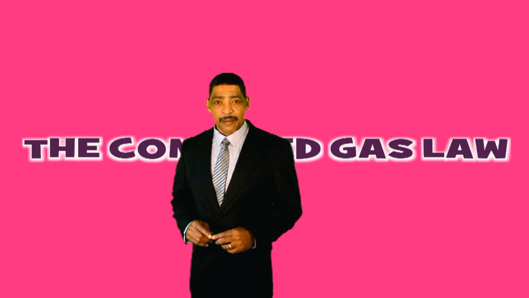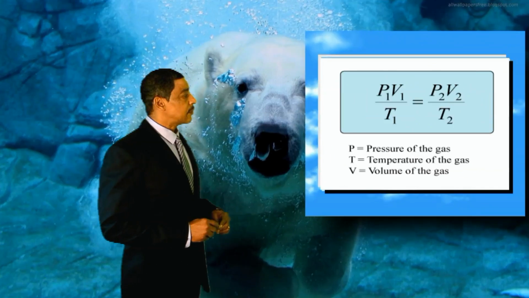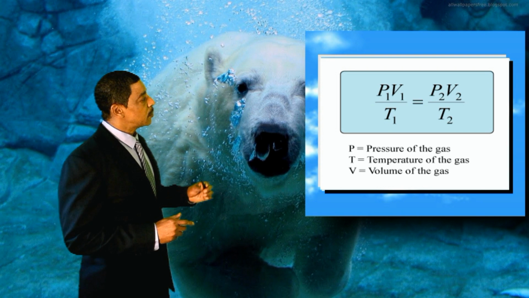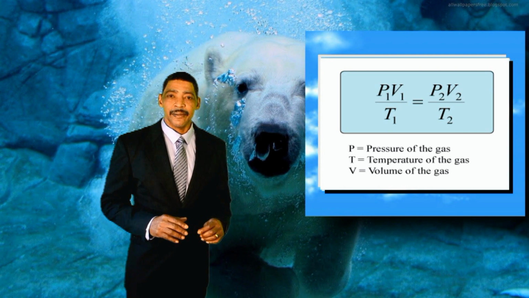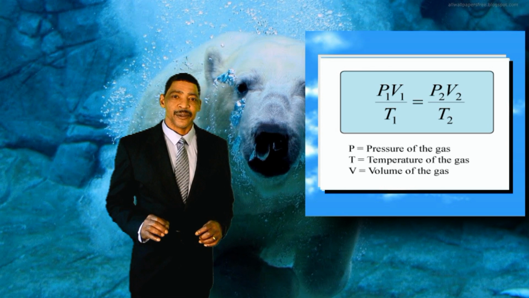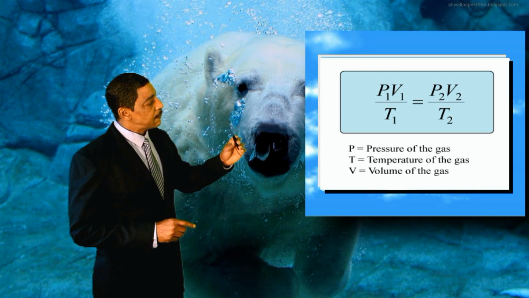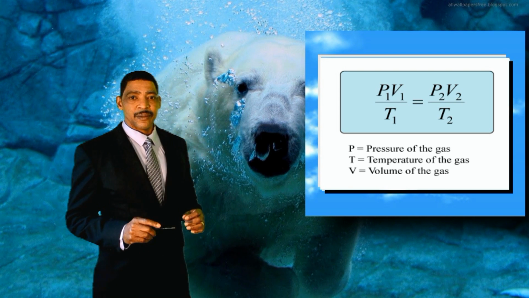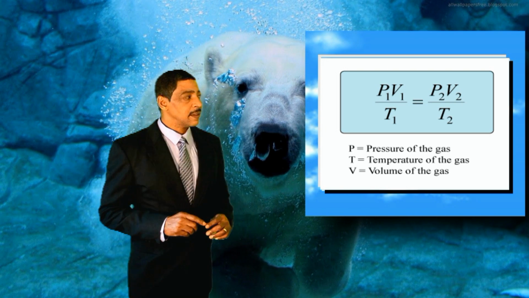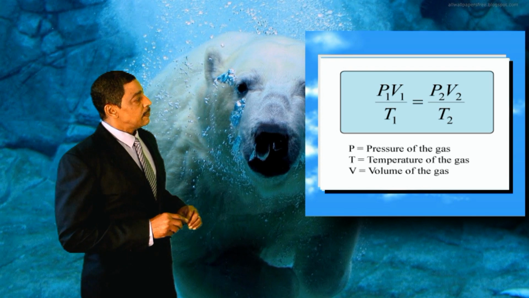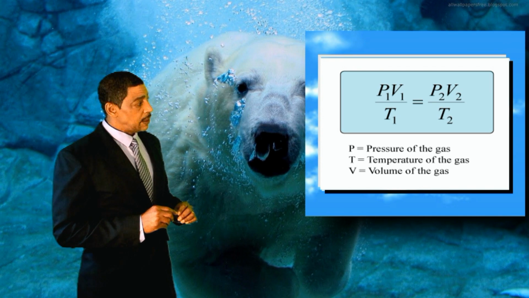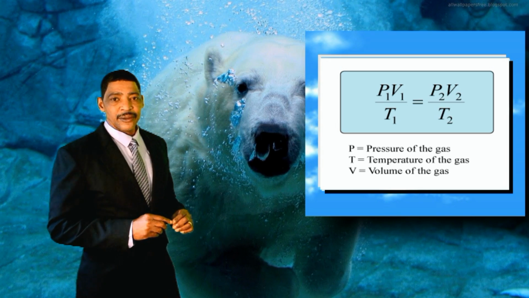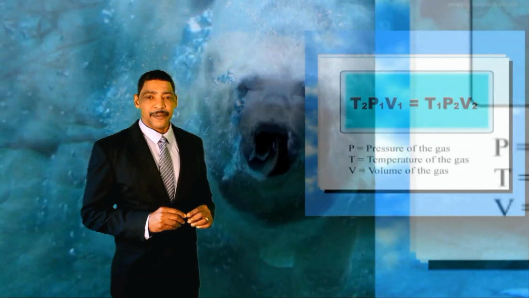For a particular sample of a gas, the combined gas law states that the initial pressure times the initial volume divided by the initial temperature will equal the final pressure times the final volume divided by the final temperature. Or we may write P1 V1 divided by T1 is equal to P2 V2 divided by T2.